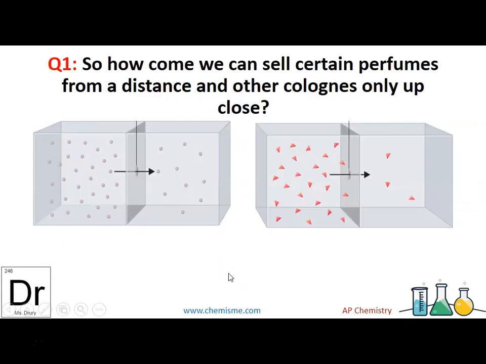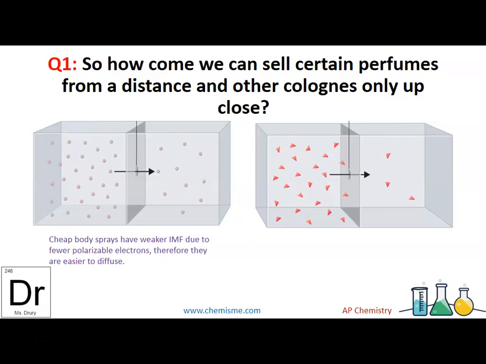So how come we can smell certain perfumes from a distance while other colognes only up close? If you remember in this particle diagram we saw before, this must be the cheap body sprays that we use that have weaker intermolecular forces. They have less mass, therefore they have less polarizable electrons, and they have less forces of attraction.